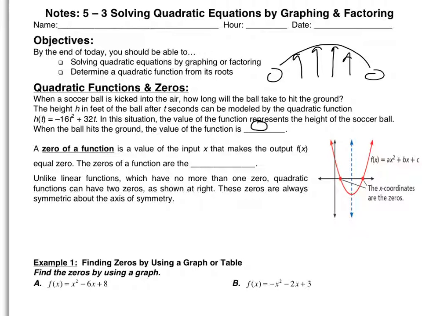So when we're looking at the quadratic, when we find the zeros, the x-intercepts, the roots, all those fun words mean the same thing. A zero of a function is the value of the input x that makes the output f of x equal to 0. The zeros of a function are the x-intercepts. We've talked about that.